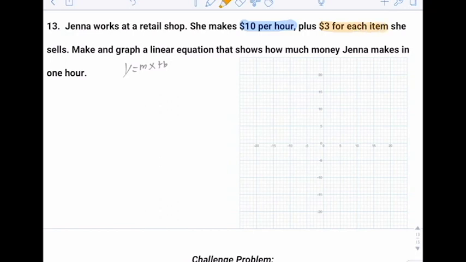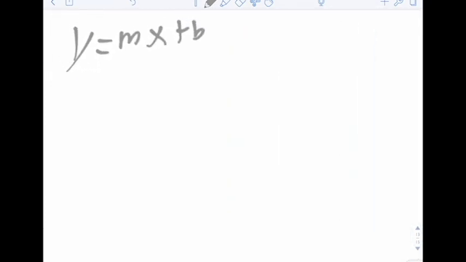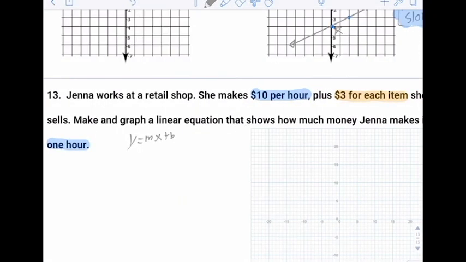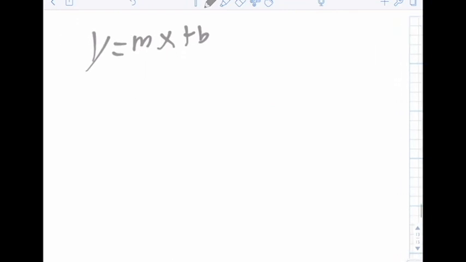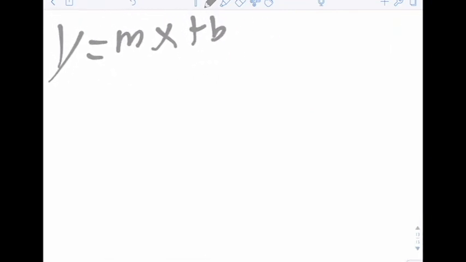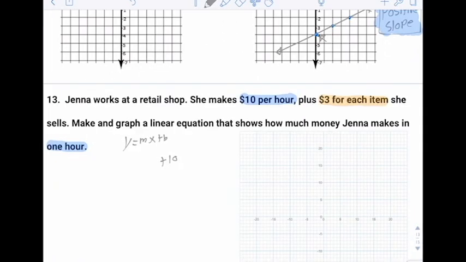Make and graph a linear equation that shows how much money Jenna makes in 1 hour. Now, the $10 is going to be your starting point because that does not change throughout the hour. It changes throughout the day, but it doesn't change through the hour. So if it's asking you to find how much she makes in 1 hour, she's given $10 for every hour that she works. Even if she sells 0 items, she's still given $10. So that's going to be your B or Y intercept.